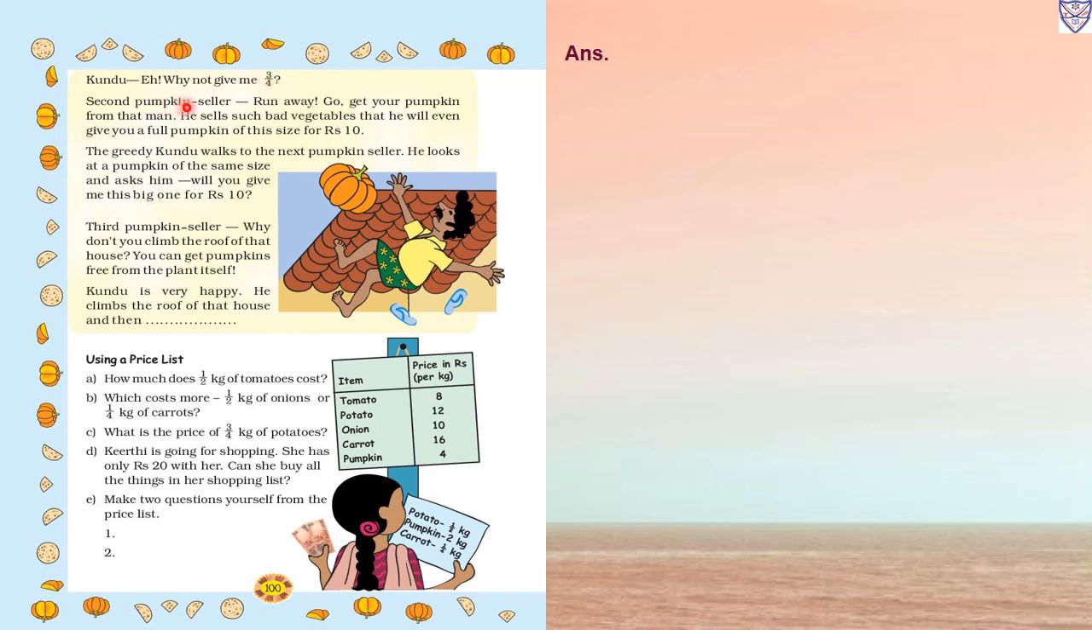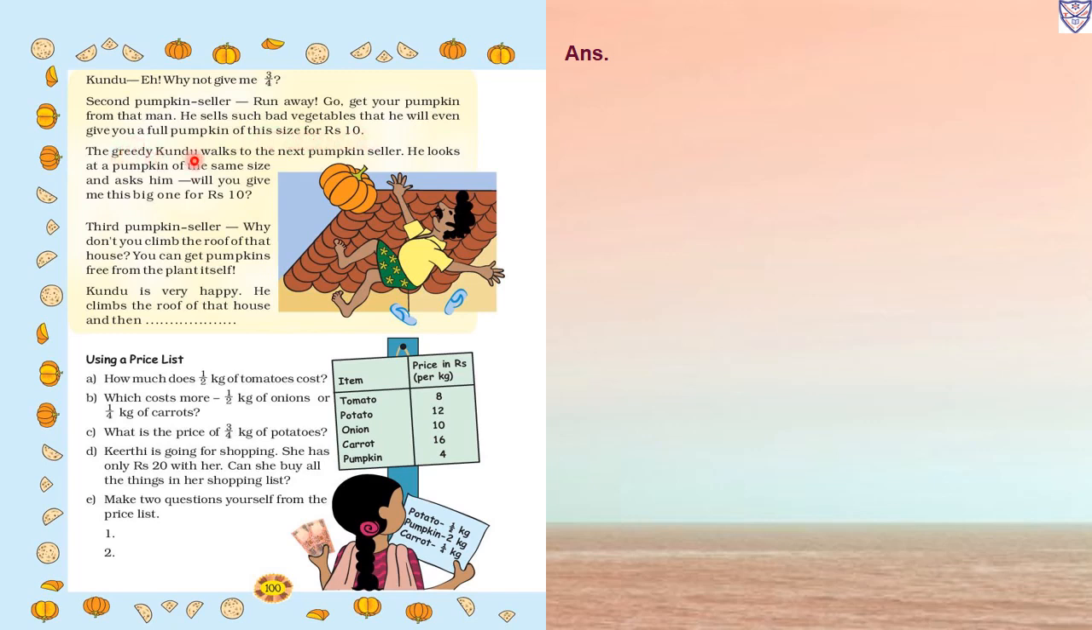Now the second pumpkin seller says, run away, go get your pumpkin from that man. He sells such bad vegetables that he will even give you a full pumpkin of this size for rupees 10. Okay, get out of here and go to the next seller. He is selling bad vegetables, so he will give you the full pumpkin of this size for rupees 10.